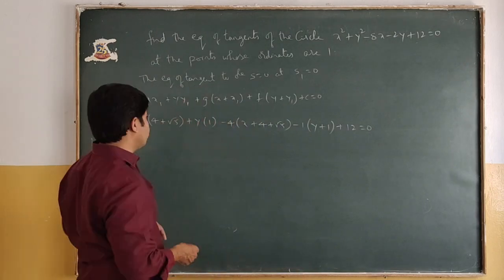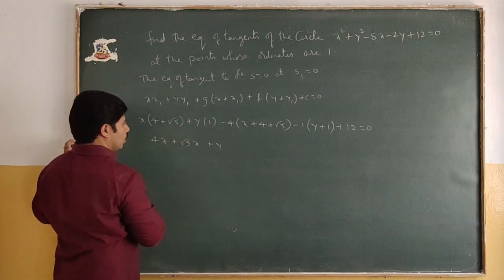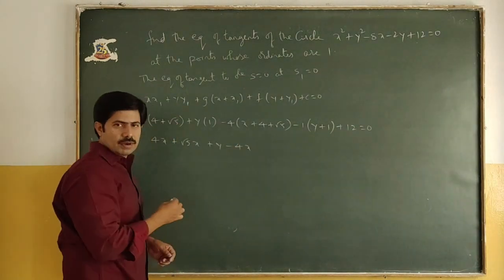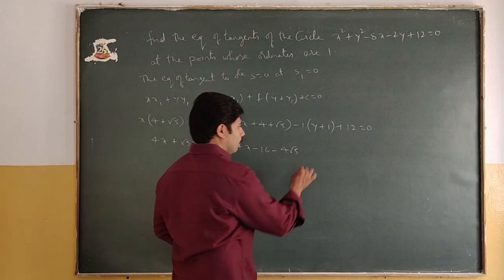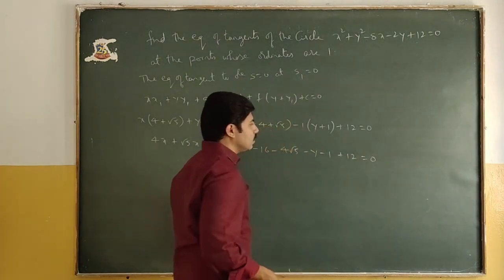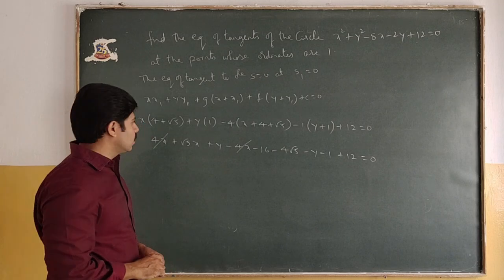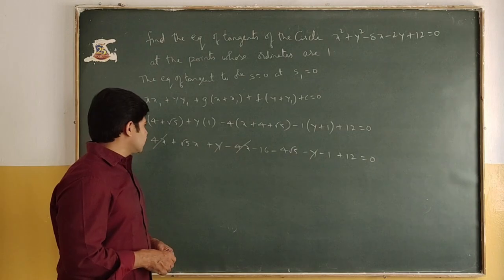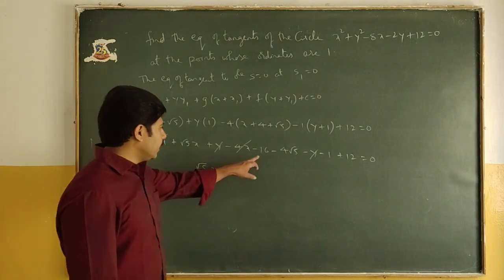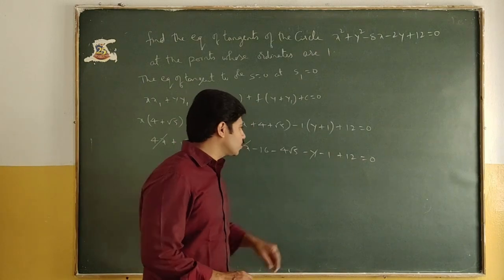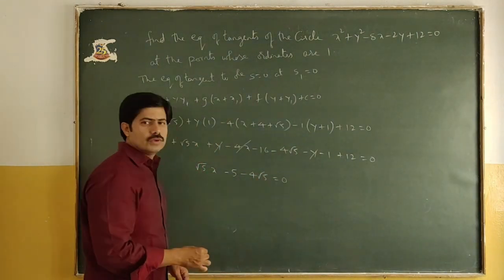Okay, so now we'll simplify this equation. So we get 4x plus root 5x plus y minus 4x minus 16 minus 4 root 5 minus y minus 1 plus 12 is equal to 0. After multiplying, plus 4x and minus 4x cancel. Root 5x as it is. Then minus 16 minus 1 is minus 17, minus 17 plus 12 is minus 5, and minus 4 root 5 as it is, equal to 0.